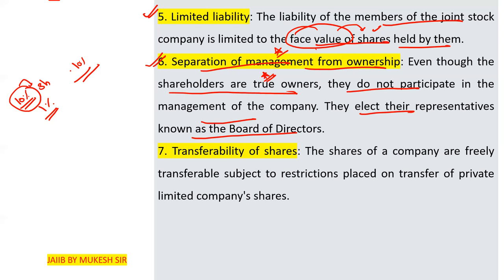Even though the shareholders are the true owners, they do not participate in the management of the company. So who will participate? The representatives elected by the shareholders. They represent the company, and they are known as the board of directors, the members of the board of directors.